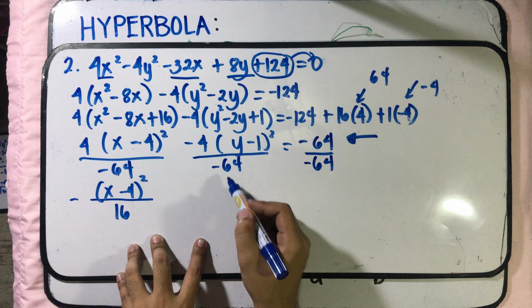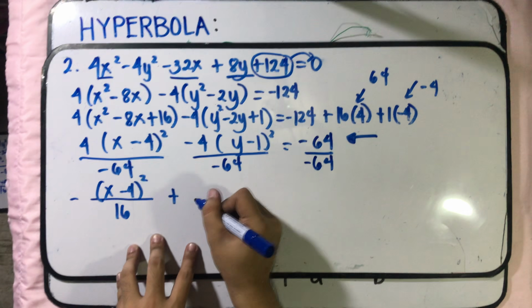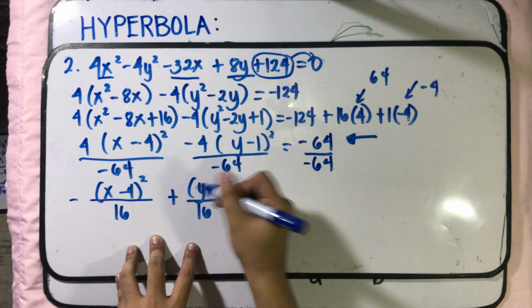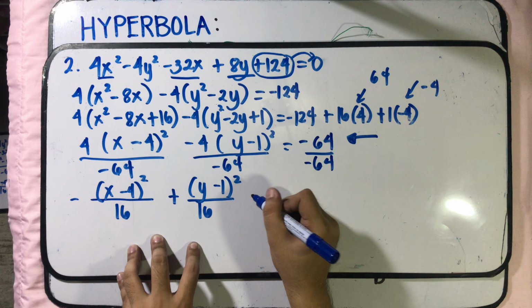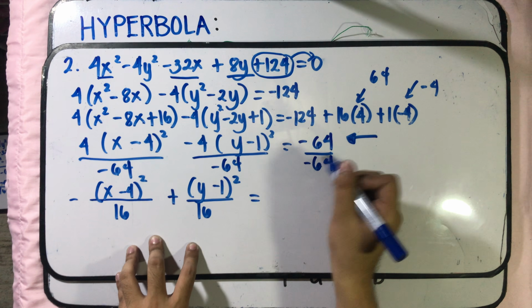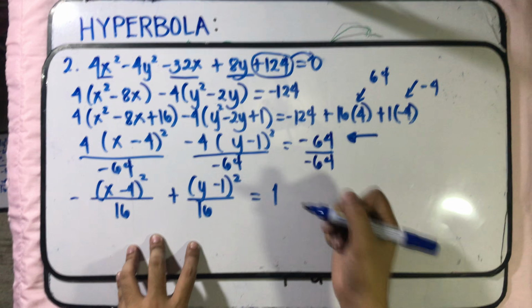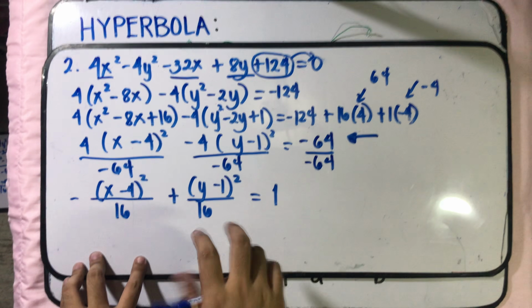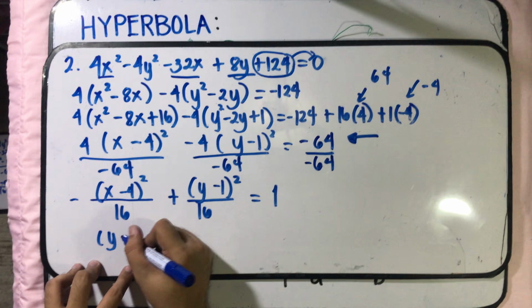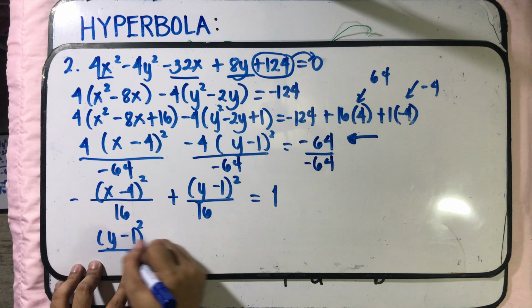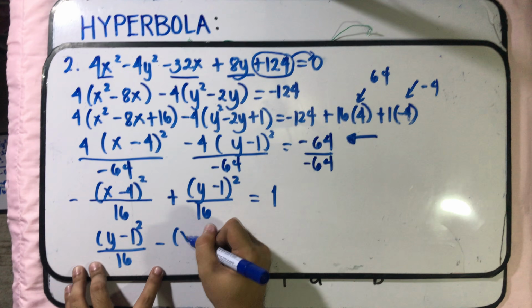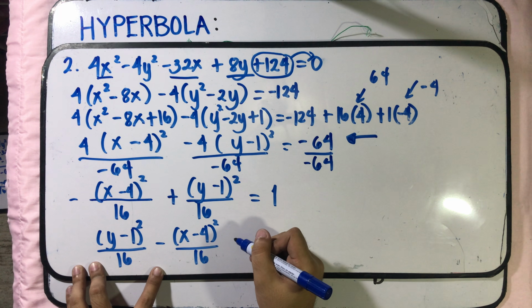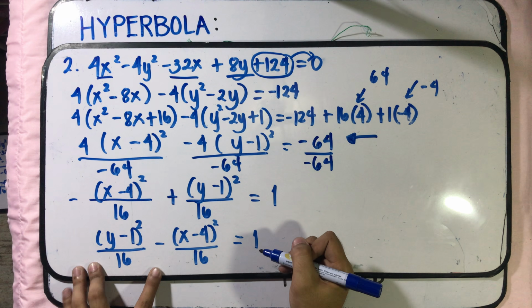Negative 4, this is negative 64, this becomes plus 64 divided by 4, that is 16, and then retain (y minus 1) quantity squared is equal to negative over negative, same value, therefore that is now positive 1. Therefore, negative 1 becomes positive 1. Let us arrange. We'll now be having (y minus 1) quantity squared over 16 minus (x minus 4) quantity squared over 16 is equal to 1.